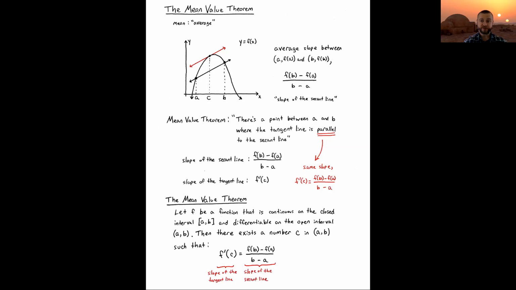If both those conditions are met, the function being continuous on a closed interval and differentiable on an open interval, the conclusion of the mean value theorem says that there is a number C between A and B that exists, such that the slope of the tangent line, f prime of C, equals the slope of the secant line, f of B minus f of A, divided by B minus A.